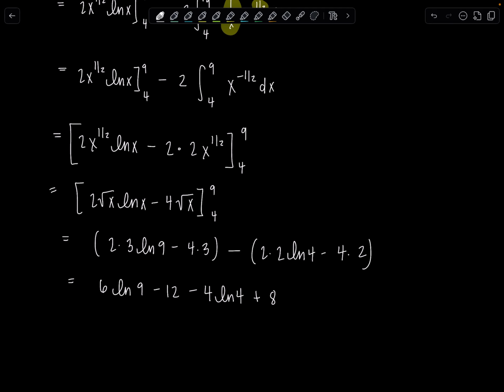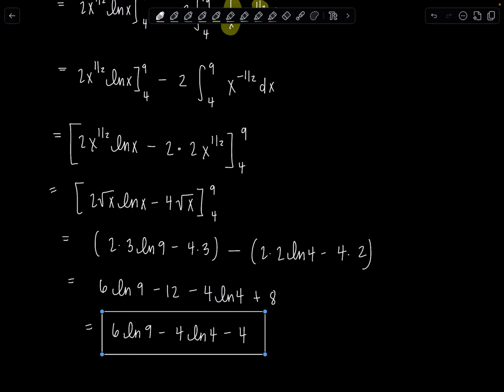Okay, I would say let's just combine the negative 12 and the 8. So 6 ln of 9 minus 4 ln of 4 minus 4. That should be good. Beautiful. Did you get it? Did you try it on your own? I hope you did.